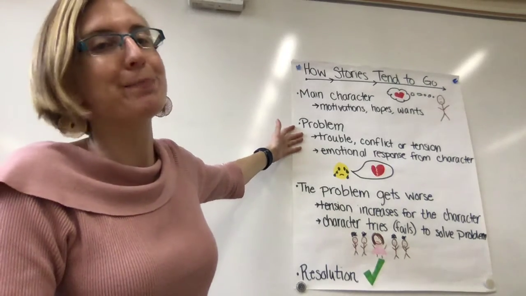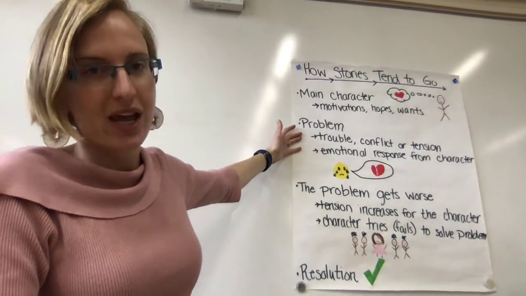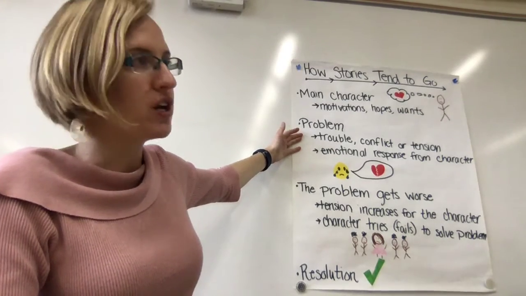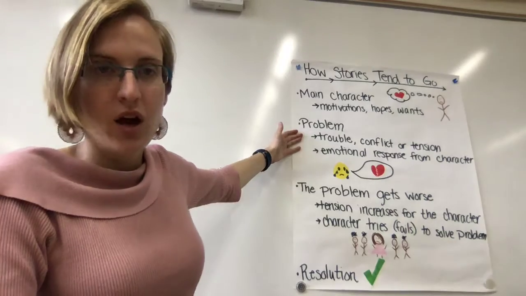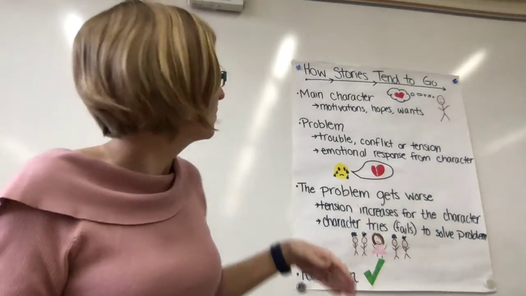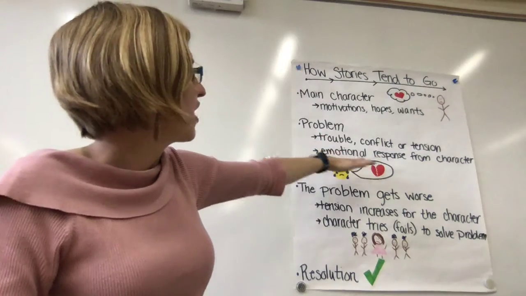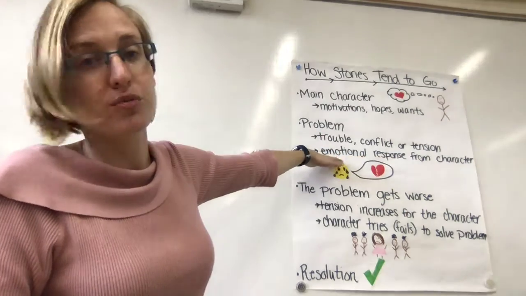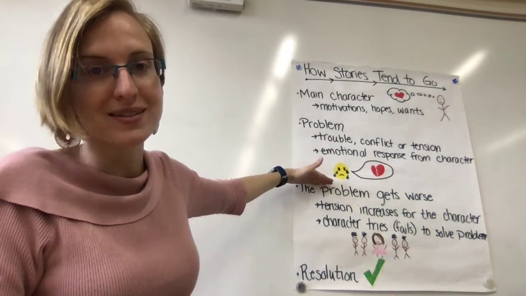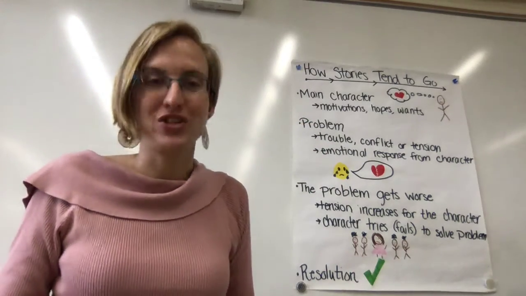Now, stories also usually have a problem. Without a problem, stories just aren't very interesting. So, if your personal narrative currently doesn't have a problem, I'd like you to think of what the problem may have been, or to redirect your writing so that it includes a problem. Because problems create trouble, conflict, or tension, an emotional response from a character. Without a problem and without that emotional response, stories just aren't very interesting.